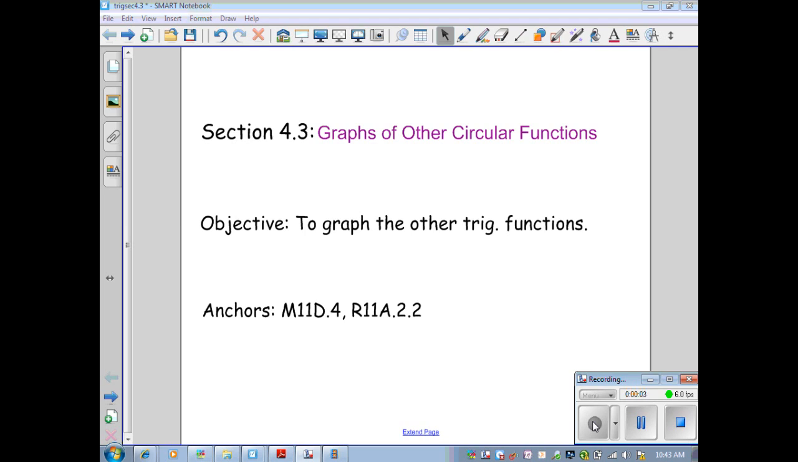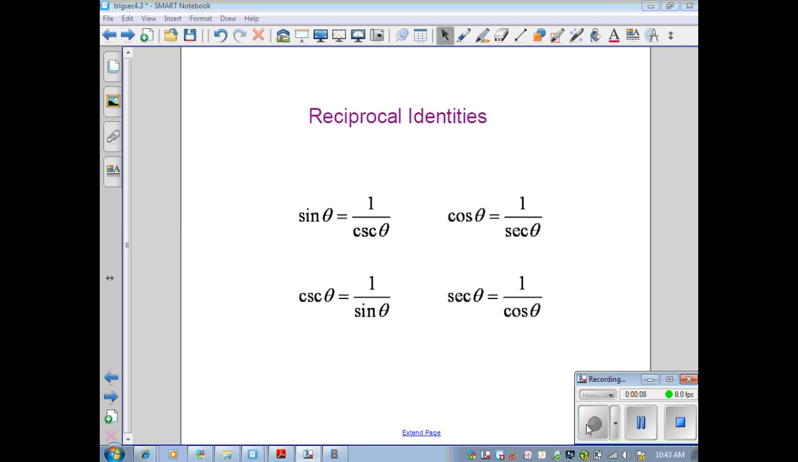Section 4.3, to graph the other trig functions. The first two functions you want to start with are the cosecant function and the secant function. Let's recall how they relate to sine of theta and cosine of theta.